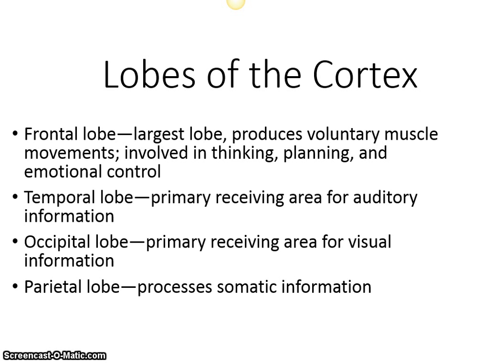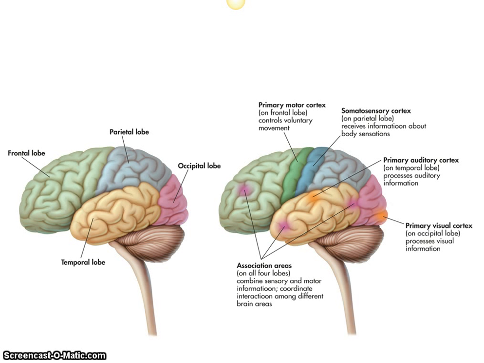Next, you have the temporal lobe, which is on the sides of your head. And this is the primary receiving area for auditory information. You also have the occipital lobe. This is in the back of your head. And this is the primary receiving and processing area for visual information. And then you have the parietal lobe. And this lobe is going to be responsible for processing somatic information. Go ahead and take a look at this graphic of each of those lobes that I just described to you.